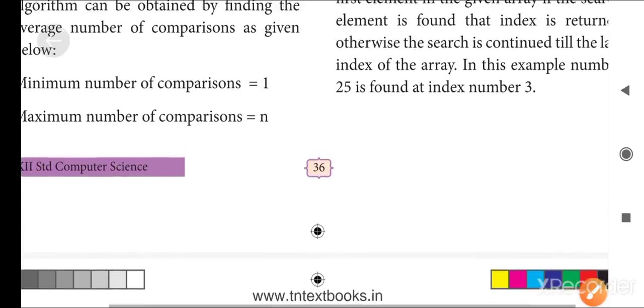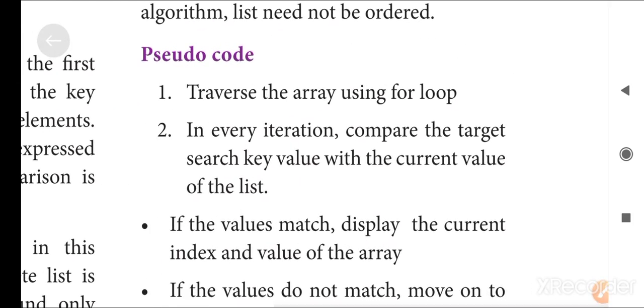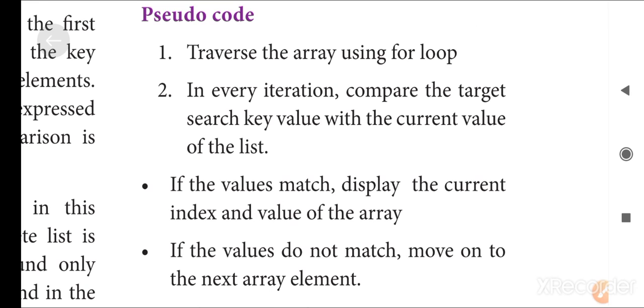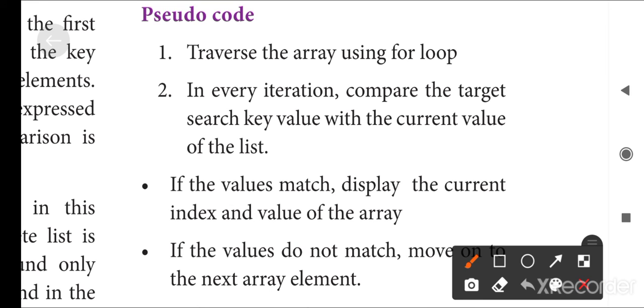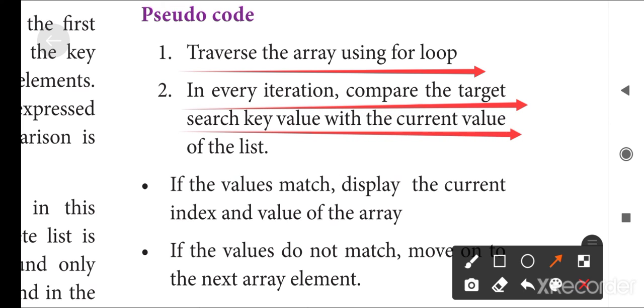Now we can see the pseudocode of this linear search, and then you can understand. The first step is to traverse the array using a for loop. Traverse is nothing but going through the storage. Previously, in the example, the value 10 was stored at index 0. This is the concept of traverse. The second step is, in every iteration, compare the target search key value with the current value of the list. The second step is to search the value.